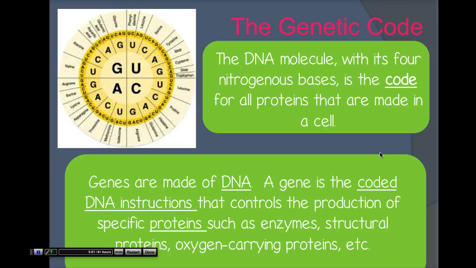Genes are made from DNA, and that gene is coded DNA instructions that controls the production of specific proteins. So every DNA chunk, every piece of DNA that is on that strand that will then be coiled up to become a chromosome, is a gene, and that gene controls the production of one specific protein. Okay, and those proteins serve many different roles.